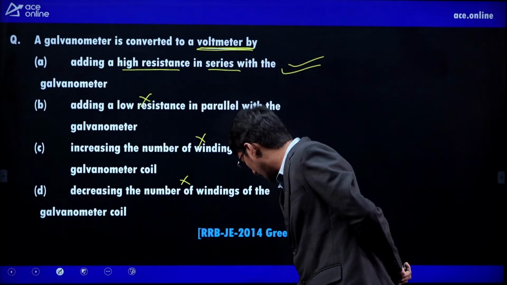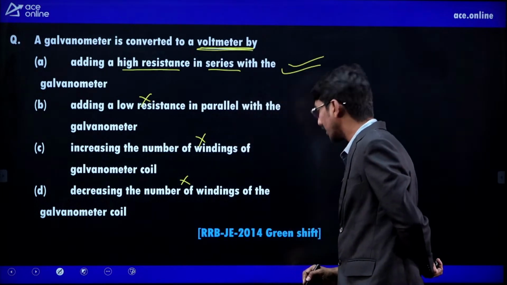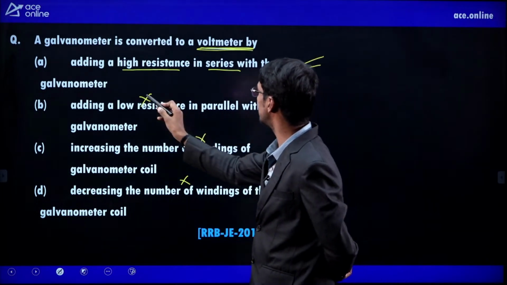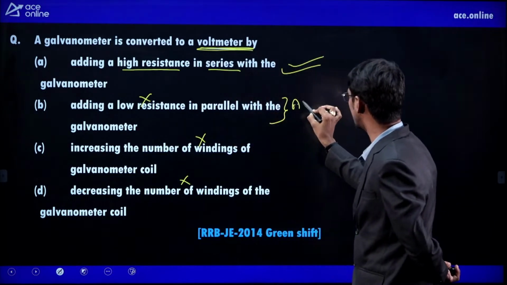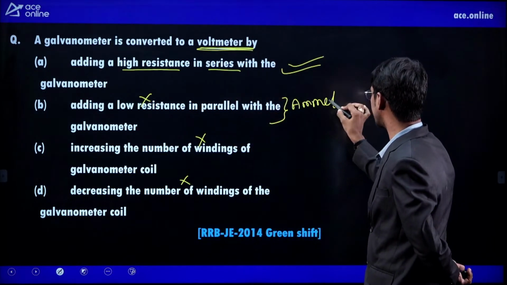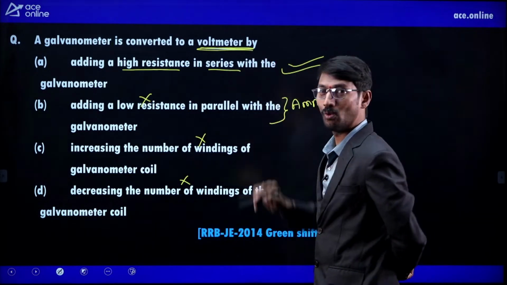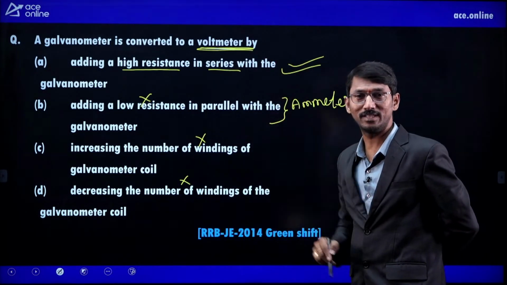People are giving the answer. One student gave the answer B. Kindly concentrate. Low resistance in parallel is for ammeter purpose, but he is asking voltmeter. That's why be careful with the options.